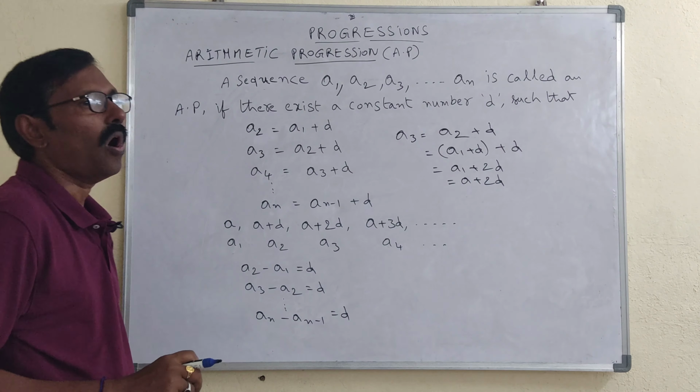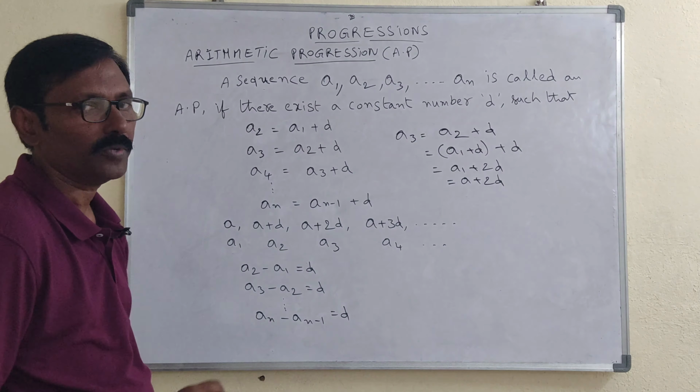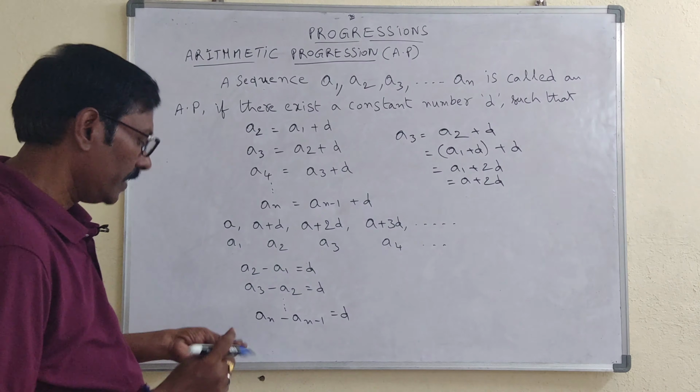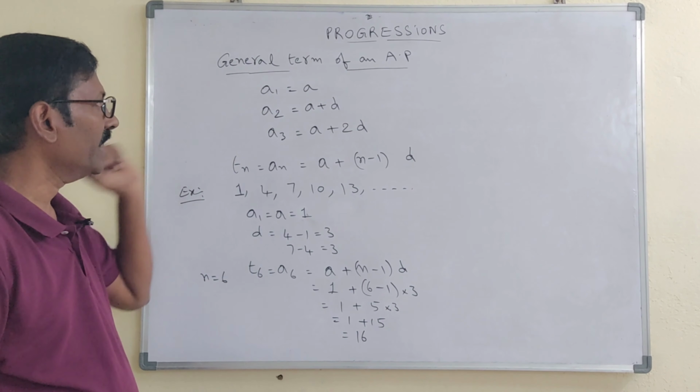So A2 minus A1 is equal to that common difference, and A3 minus A2, meaning the difference of consecutive terms, we can also say that. Okay. General term of an AP, arithmetic progression.